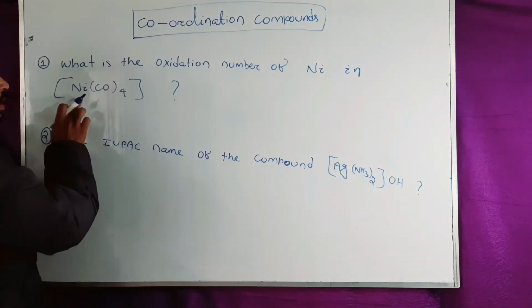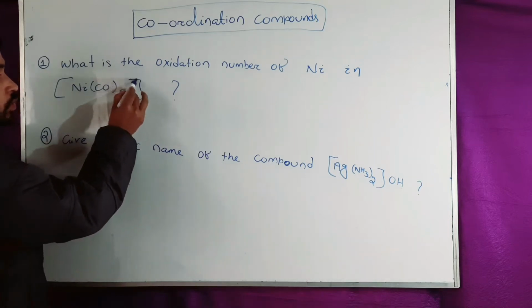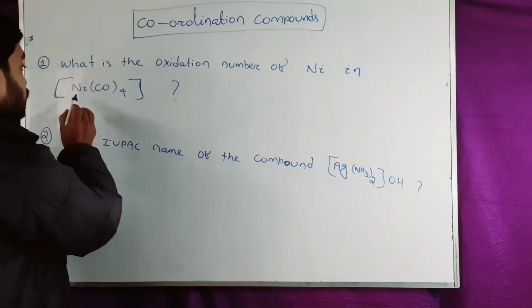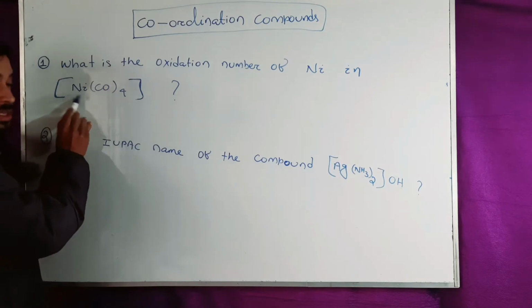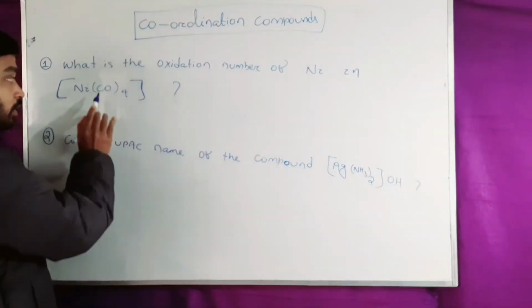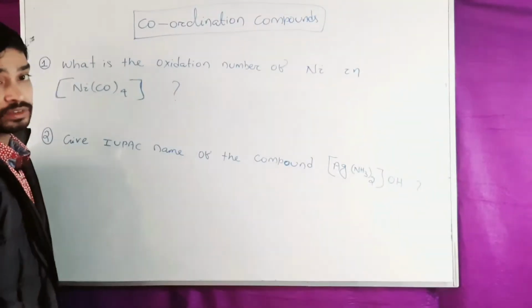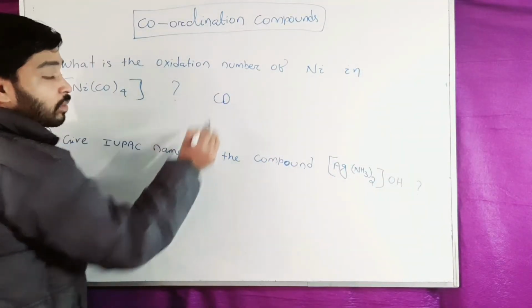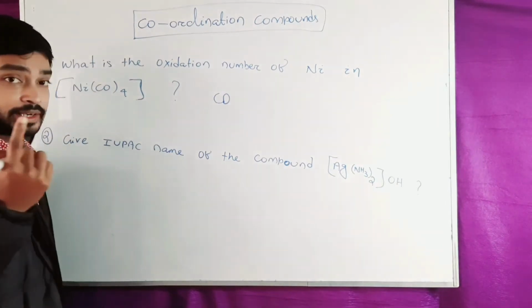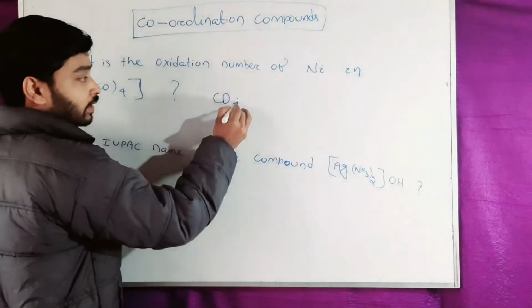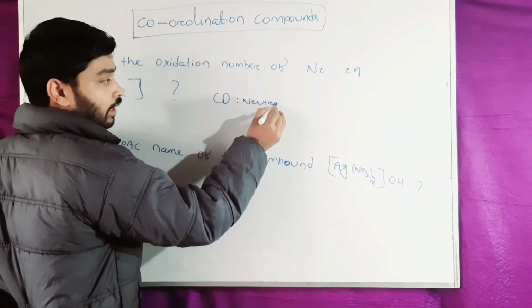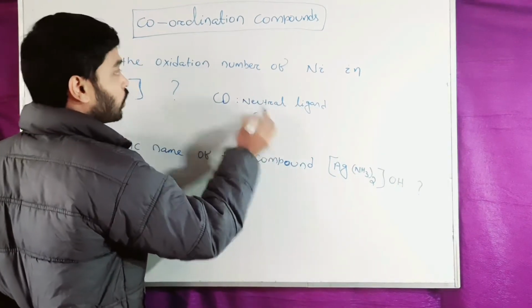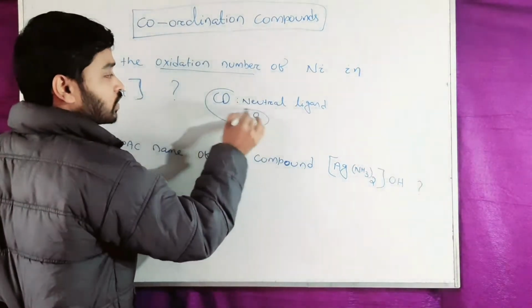In this case, first of all you have to know that the square bracket is called the coordination sphere, and the first part of the coordination sphere expresses the transition metal, that means the d block metal, and the rest belongs to the ligand section. The ligand here is CO, which is carbonyl. It is a neutral ligand, and neutral ligands have a zero oxidation state, so the carbonyl group has zero oxidation state.